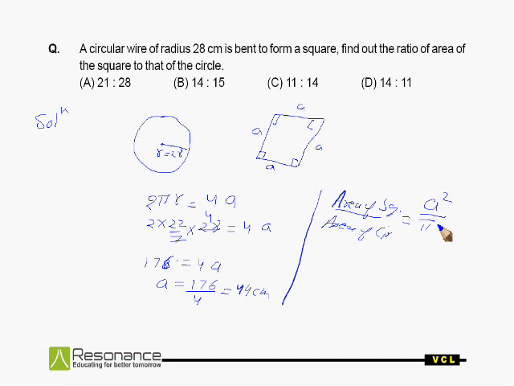The area of square is side square and the area of circle is pi r square. That is, the area of square is 44 into 44, and the value of pi is 22 upon 7 into r square, which is 28 into 28, which comes to be 11 upon 14. So option C is correct.